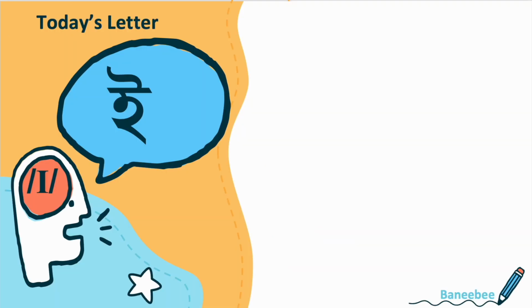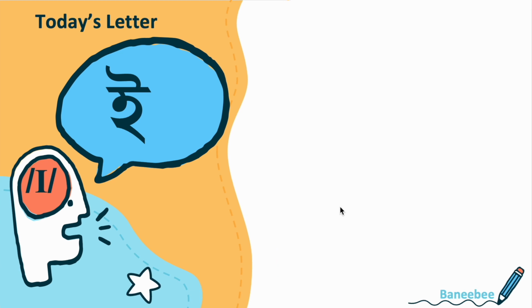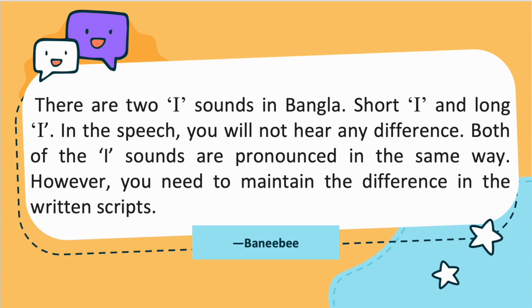Today's letter is E. This is known as Hrosho E, which means short E. There are two E sounds in Bangla, short E and long E. In this speech, you will not hear any difference. Both of the E sounds are pronounced in the same way. However, you need to maintain the difference in the written script.